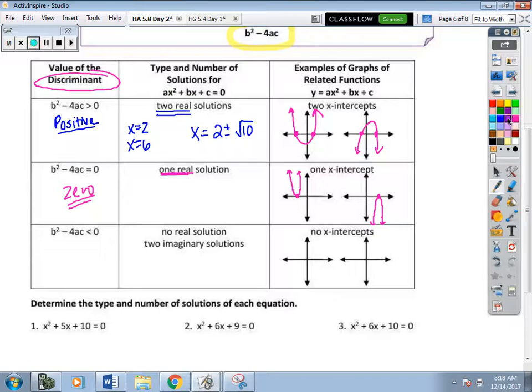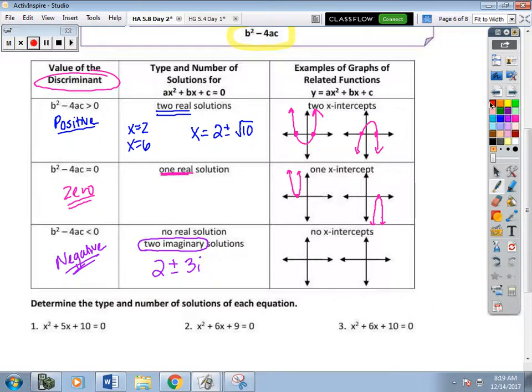And then the last part says if the discriminant is less than 0, so if it's a negative number, this will have no real solutions. It will have two imaginary solutions. And those answers, which again, we're not going to find the actual answer. We're just going to describe how many solutions we're going to get and what type. But an example would be like 2 plus or minus 3i. That's an example of two imaginary solutions.